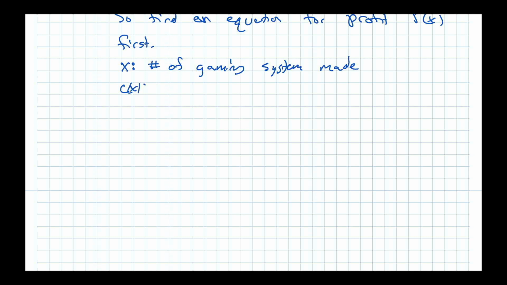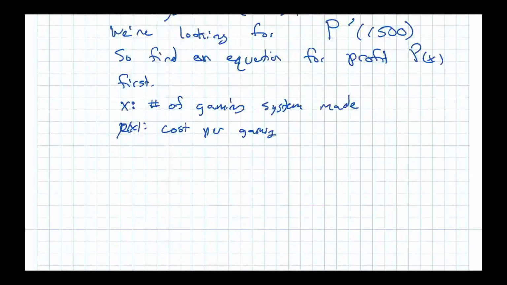Now P of X is the price per gaming system. Oh, sorry, it's P, not C. Okay, P, price per gaming system. There is a cost, but that's not it. We also have capital C of X, and capital C of X was the cost to make X gaming systems.